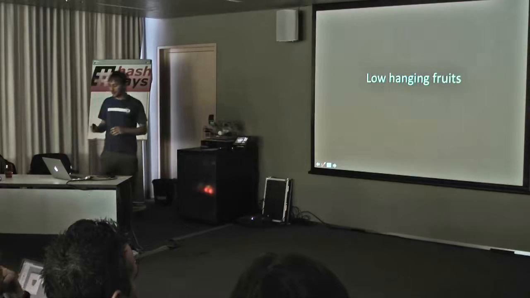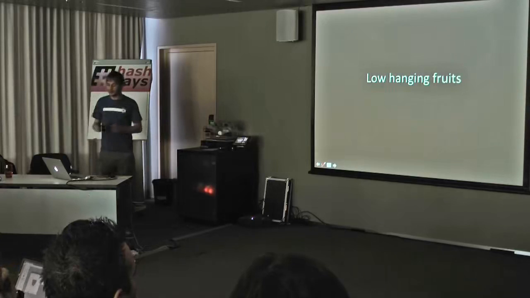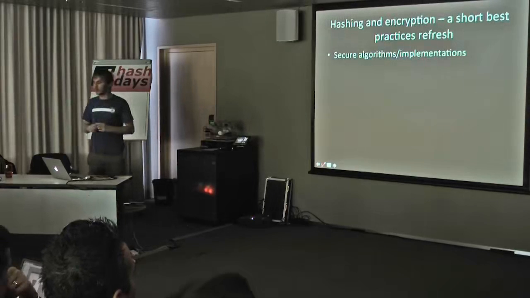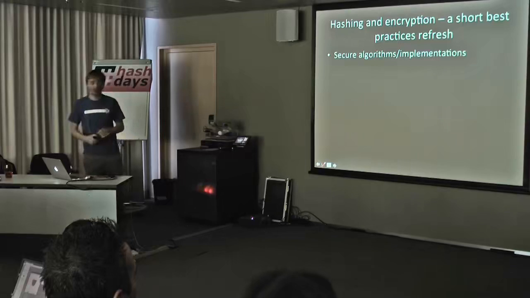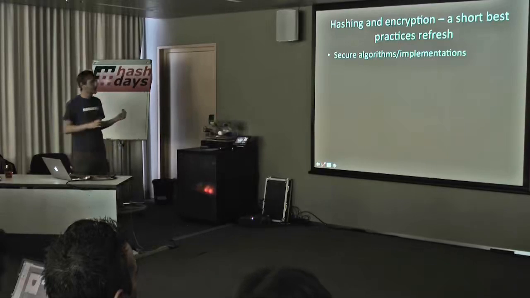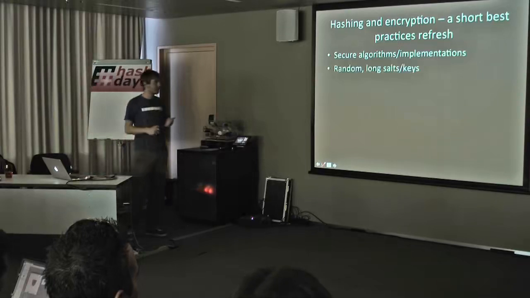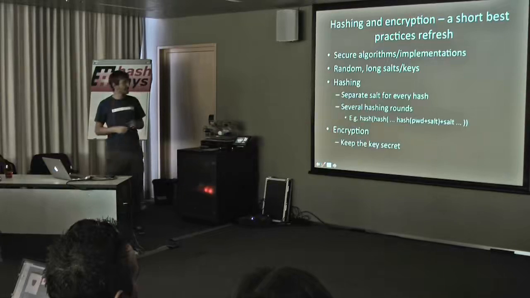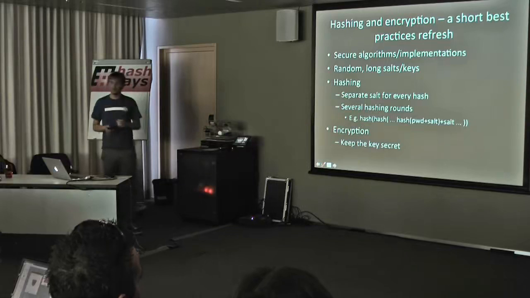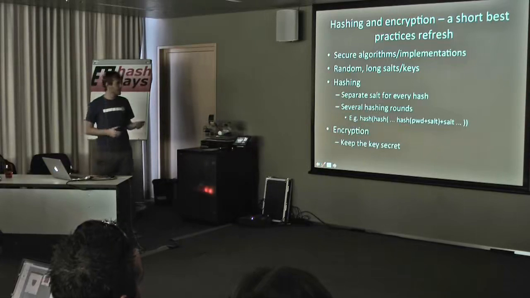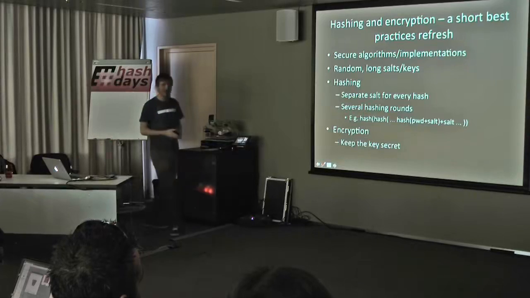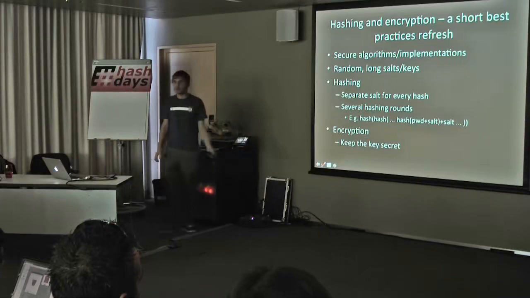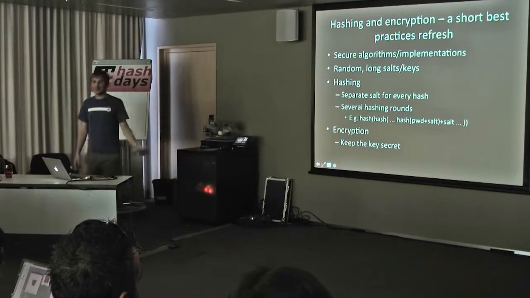Okay, so let's talk about some low-hanging fruits I found. But first, let's do a small refresher on hashing and encryption best practices. If you want to hash and encrypt, you should use secure algorithms and implementations, and random, long salts. When you do hashing, you should use a separate salt for every hash. You should use several hashing rounds. And when you do encryption, the most important part is that you should keep the key secret. There's no point in encrypting anything if you don't keep the key secret.